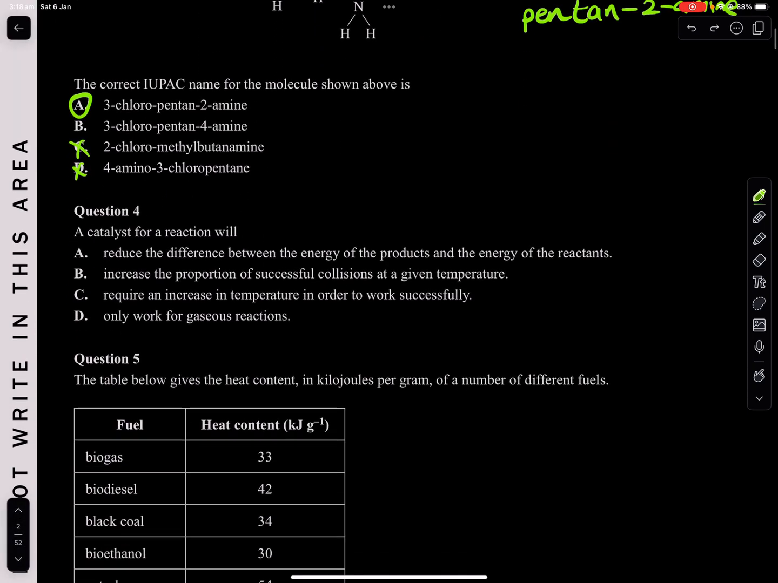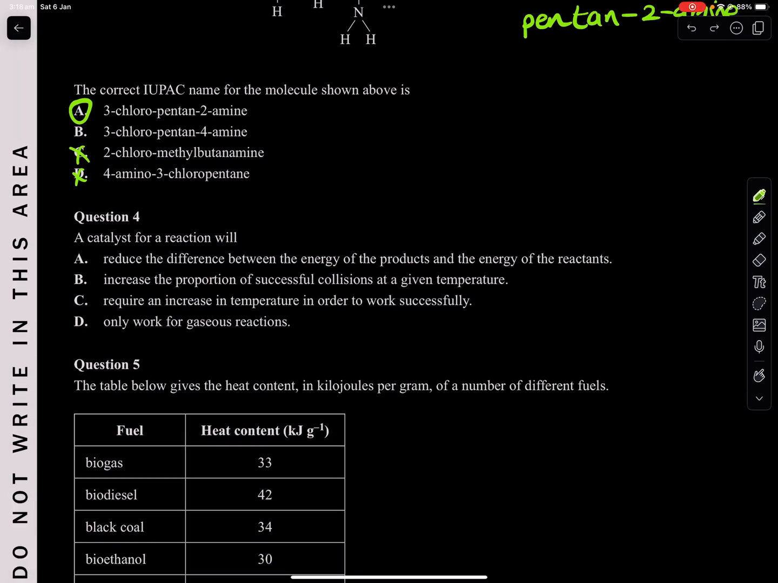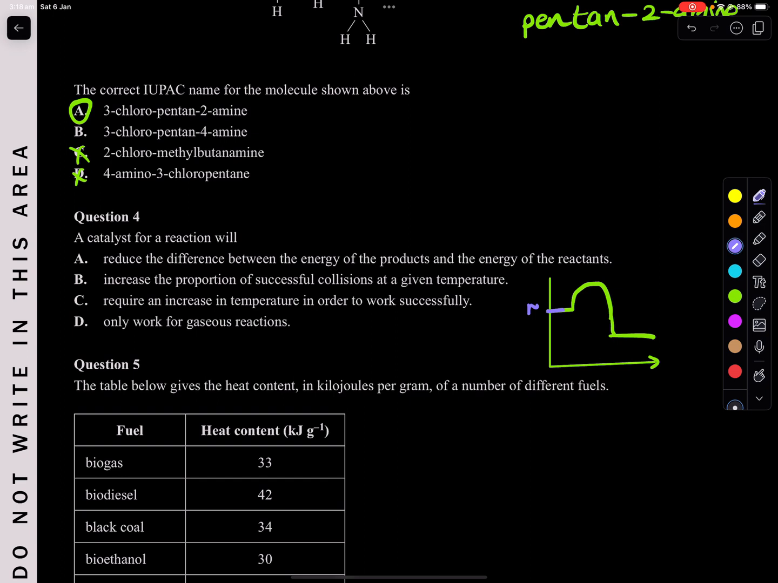A catalyst for a reaction will reduce the difference between the energy of the product and the energy of the reactants. The way we can represent this is, let's draw what we call an energy profile diagram. So let's say this is an exothermic reaction. So this is the energy. Right over here is the energy of the reactants, and this is the energy of the products. If we're reducing this energy barrier, are we reducing the change in H, the change in enthalpy?